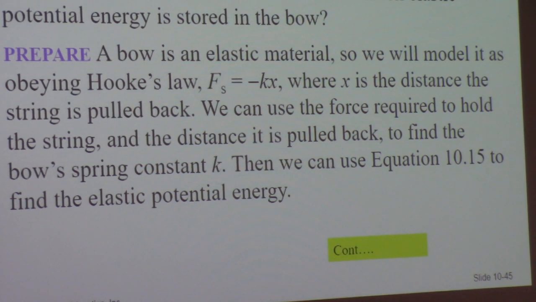Well, the spring potential energy is 1/2 kx squared. We have the x part, that's the 0.7 meters. We don't have the spring constant part. Luckily, we can get the spring constant part from Hooke's law, this part here. Okay?